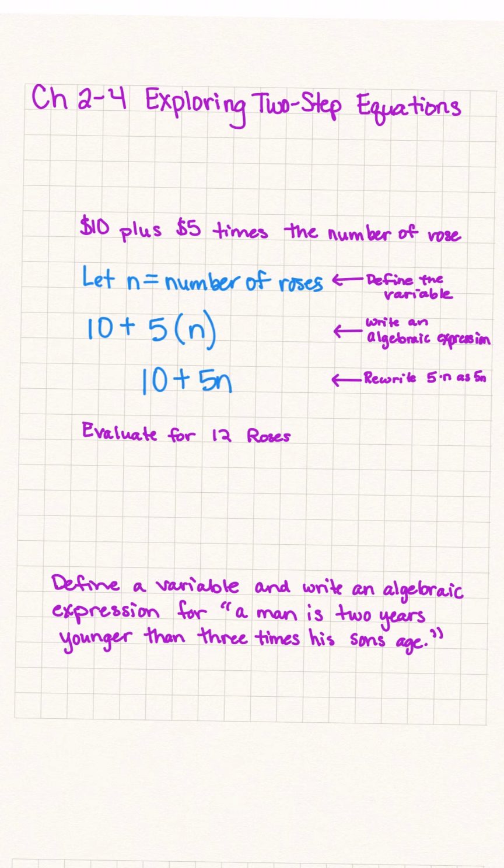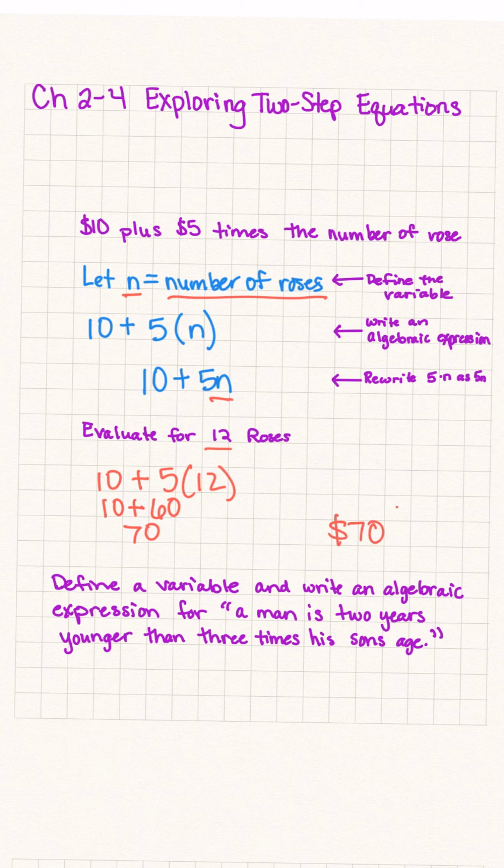So now we're going to evaluate for 12 roses. We're basically saying the number of roses was equal to n, so therefore n is equal to 12. So we have 10 plus 5 times 12. So we're going to multiply. 5 times 12 is going to equal 60. Add that to the 10. Simplify. Equals 70. So if you order 12 roses, you will have to pay $70.